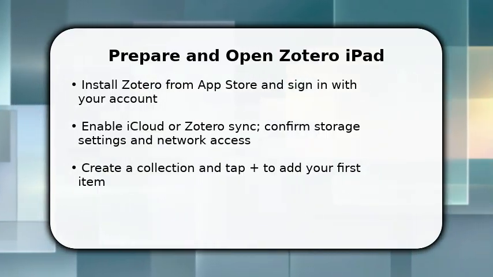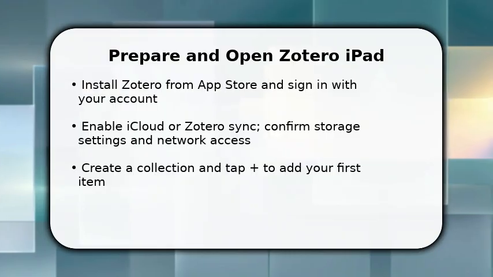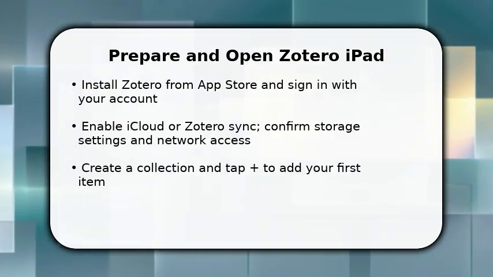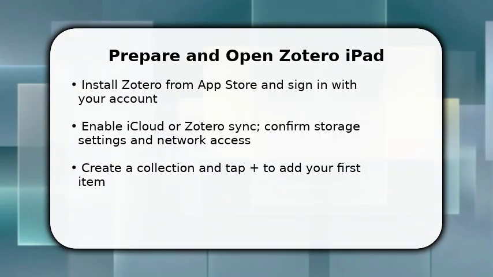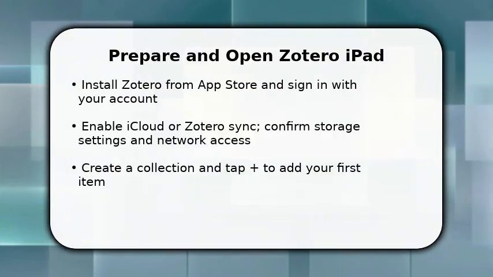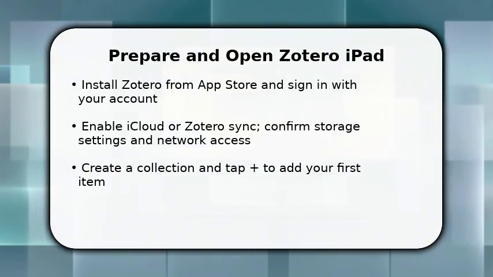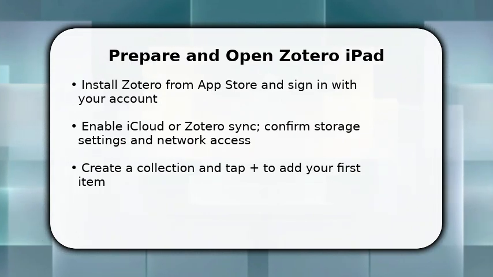Next, open or create a collection and tap the plus button to add an item. This first actionable step places a container for organization. It's quick and prevents mess later. Make sure your Wi-Fi is stable, so attachments upload smoothly before moving on.